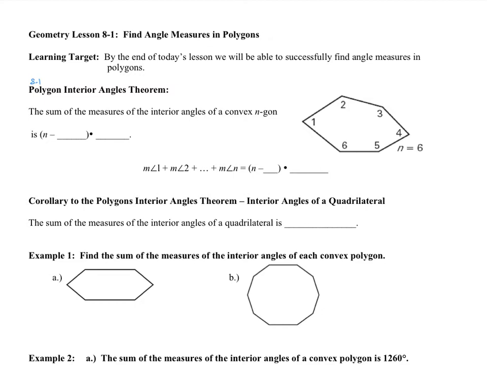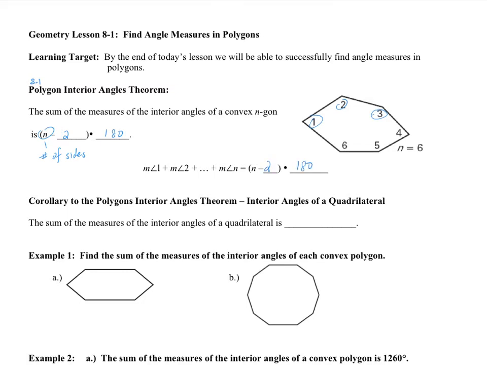8.1. Polygon interior angles theorem states that the sum of the measures of the interior angles of a convex n-gon is n minus 2 times 180, where n represents the number of sides. So measure angle 1 plus measure angle 2 plus measure angle 3 and so forth will give you the formula n minus 2 times 180.